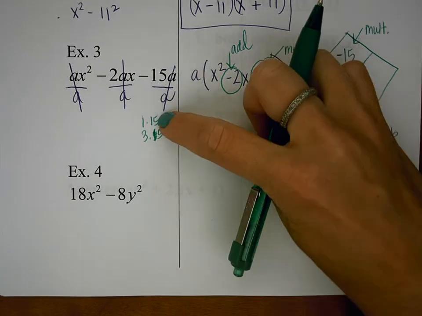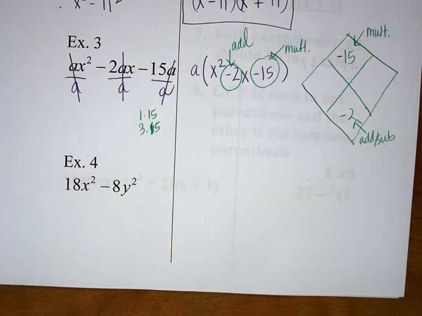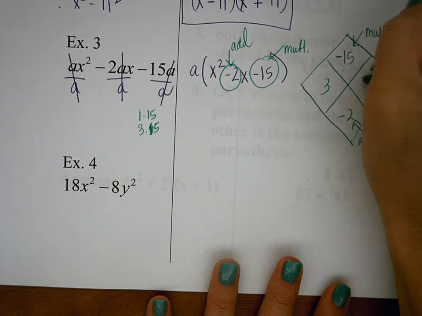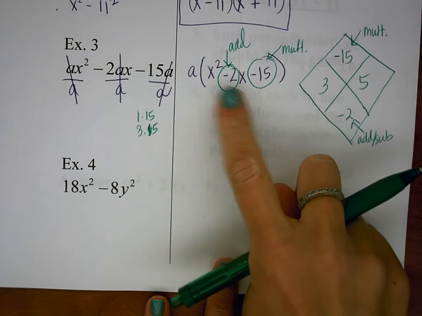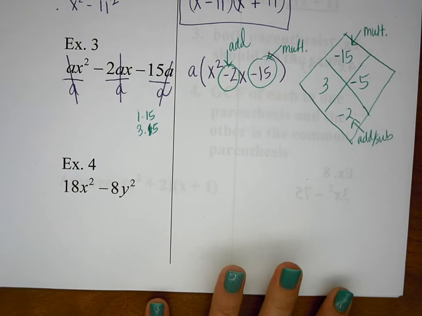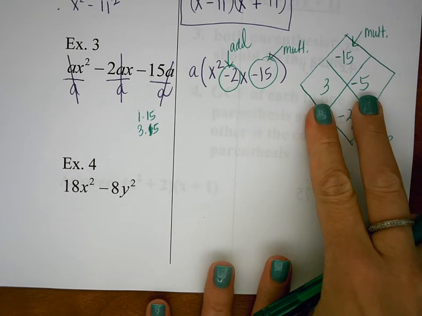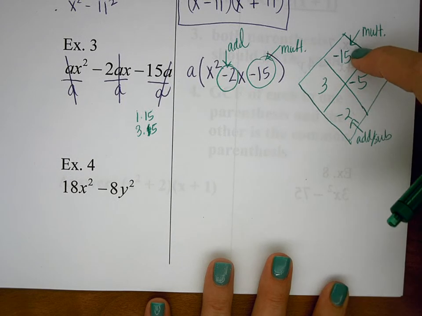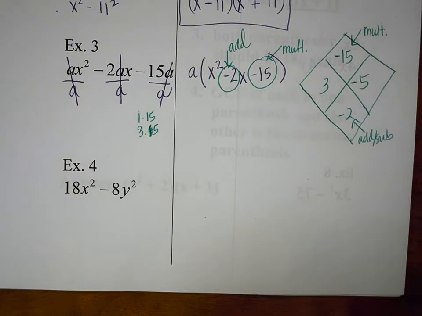Okay, so looking at these numbers, 1 and 15 and 3 and 5, which ones could I make to equal 2, to add or subtract to be 2? 3 and 5. So 3 and 5 are my numbers, but we need it to be a negative 2, so that means 5 needs to be negative. So if we subtract those, it makes negative 2. If we multiply them, it makes negative 15. So it's kind of like a puzzle. You're making sure the numbers work for both multiplying and for adding or subtracting.